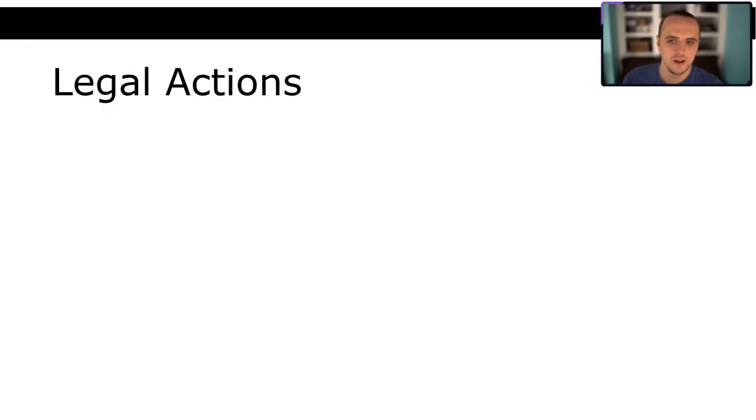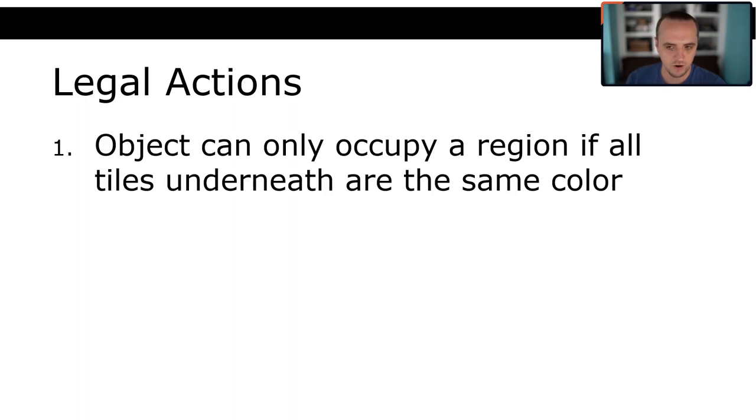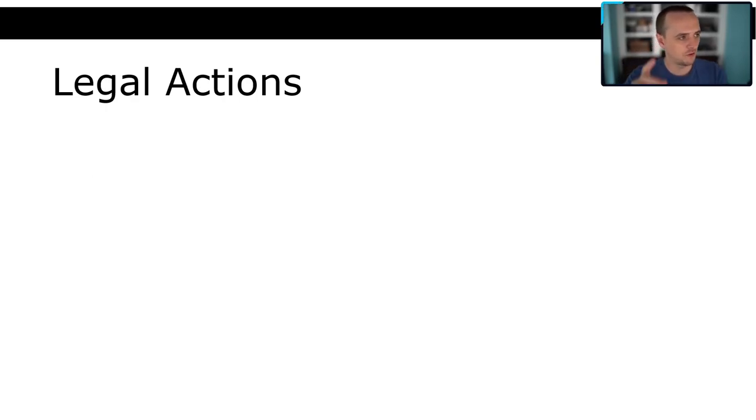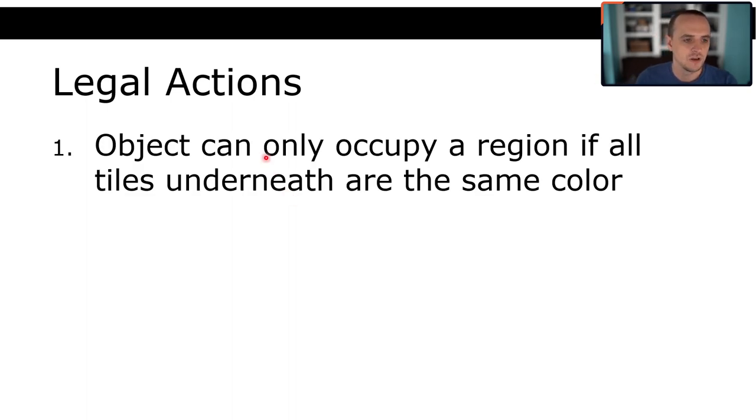Okie doke. Legal actions. Before, the only real legal action criteria that we had was that if you're moving from one place to another, up, down, left, or right, they have to be the same color. That was the only thing we said for legal actions, and they can't move off the map. But in this assignment, we have some extra criteria for legal actions. First, we're going to have differently sized objects, and I will have diagrams for this, so don't worry that it's just in text for now.